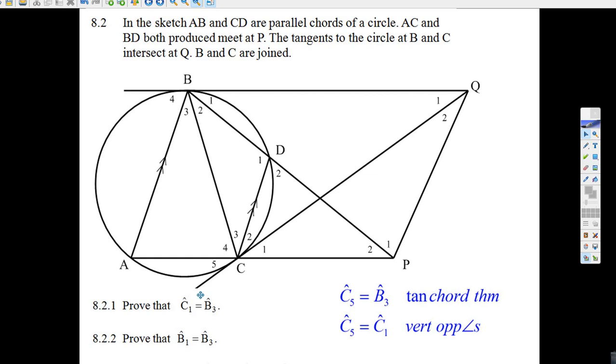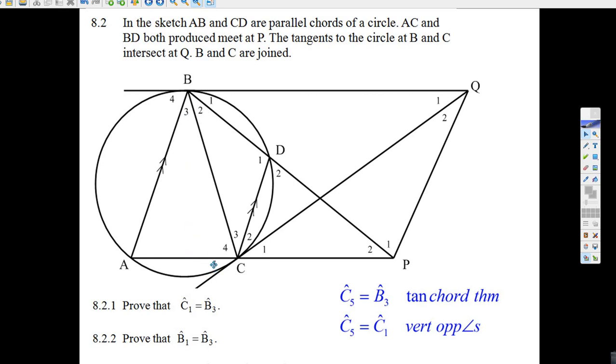Okay, let's give this a try. The first question is, prove that C1 over here is equal to B3 over there. When I did this, I was looking at the tangent and I was thinking, tan chord theorem. Well, this angle is between a tangent and a chord here, C2 and B2. And then I saw, oh man, it's so easy.